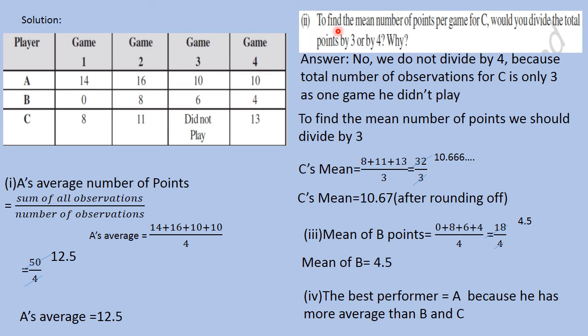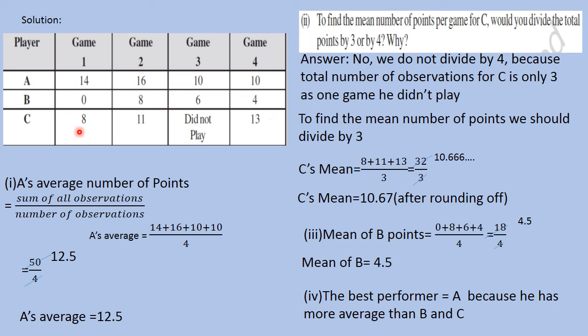Now, let us see the second question of this problem. To find the mean number of points per game for C, would you divide the total number of points by 3 or 4? Why? See, how C played? C played game 1, C played game 2, but C did not play game 3, but C played game 4. He did not play game 3. So, there are only 3 games he played.